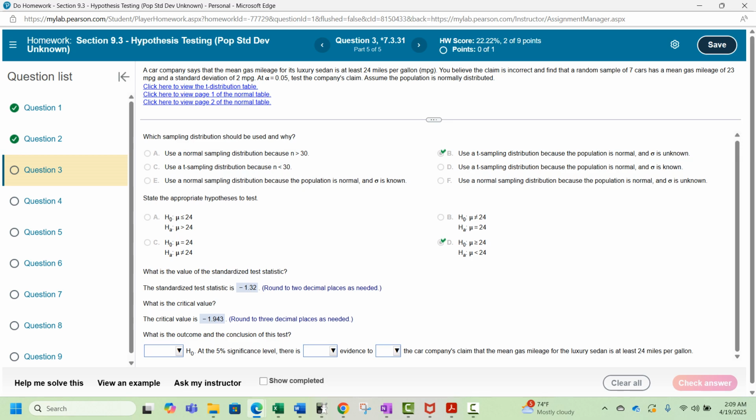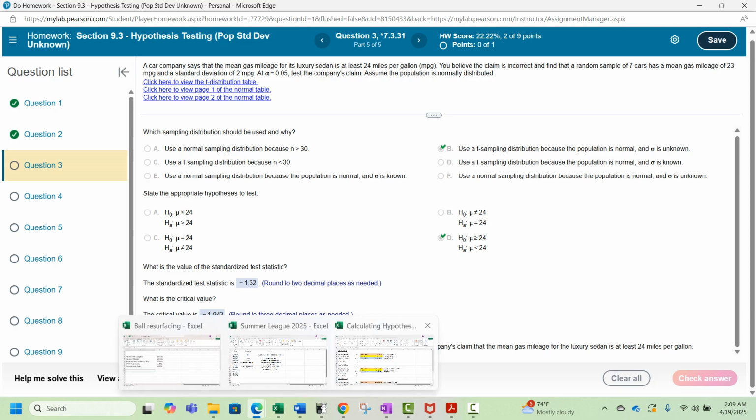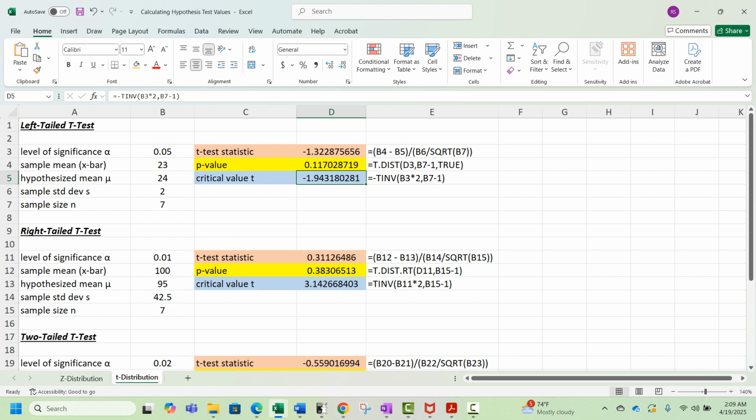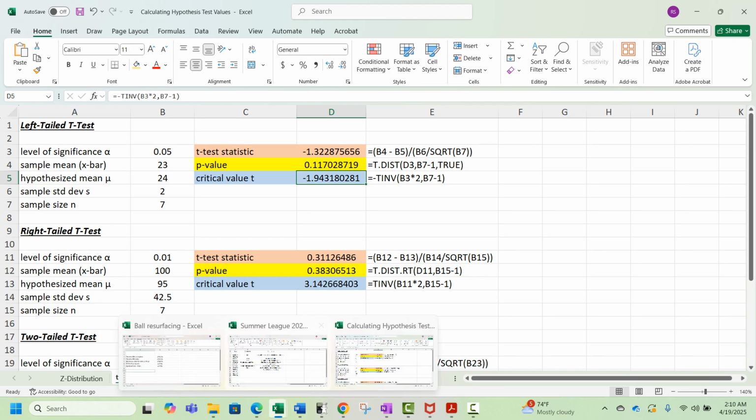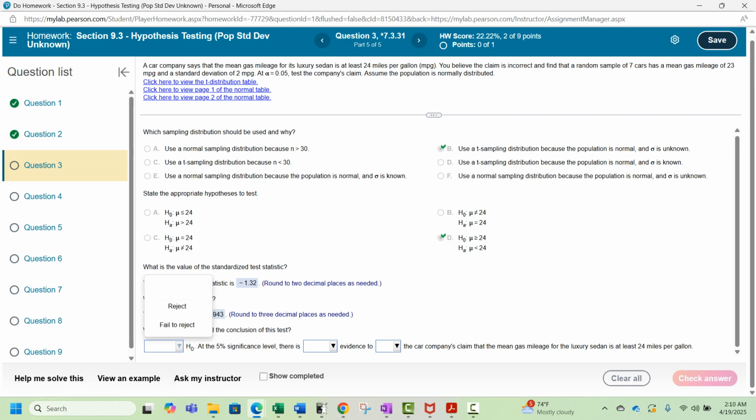Now, we could sketch this on a curve and it would show that the negative 1.32 is not out beyond negative 1.943, so it's not in the rejection region. But you can also do this, because it might be asking that in a minute. It certainly is going to be on another problem. Since we have the p-value right there, let's just use that, and that'll make it a little more clear. Alpha was 0.05, and the p-value of 0.117 is greater than 0.05. So that means fail to reject. And like I said, the test statistic was not in the rejection region either, so it clearly fails to reject. So back to this, and fail to reject.